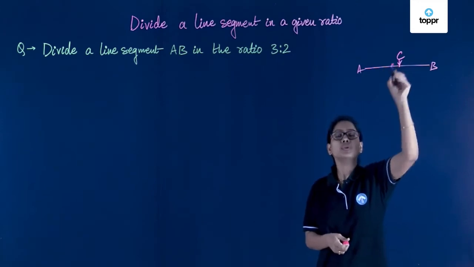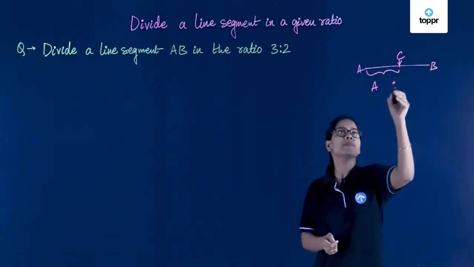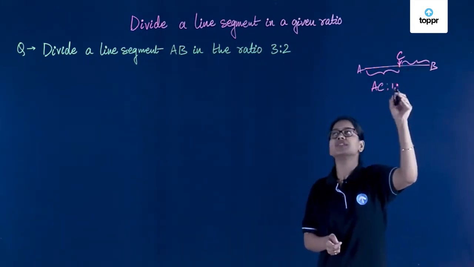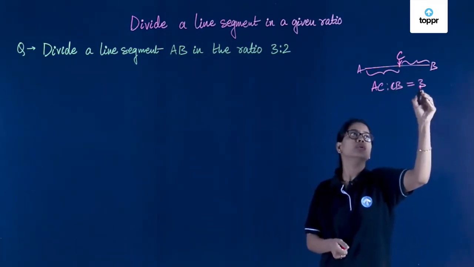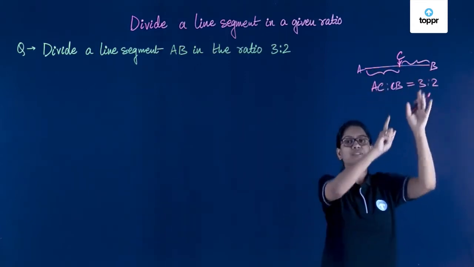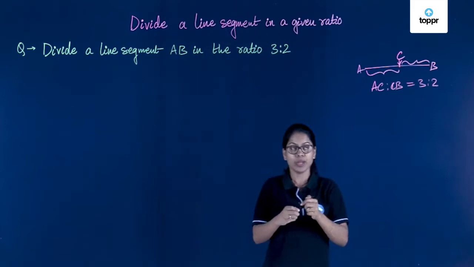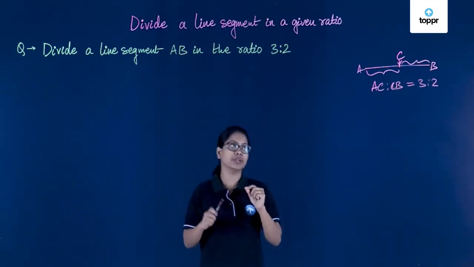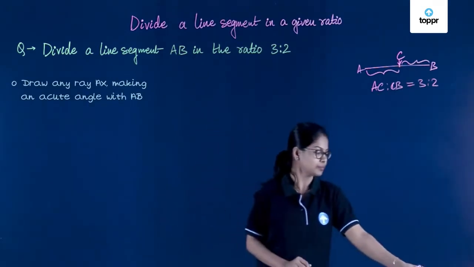Now the position of C should be such that the ratio of AC to the remaining part, that is BC, AC is to CB or AC is to BC is equal to 3:2. That means AC stands for 3 parts and BC stands for 2 parts of the whole line segment AB. Now this is the requirement here. So let's start the construction by first starting with the line segment AB of any measure.